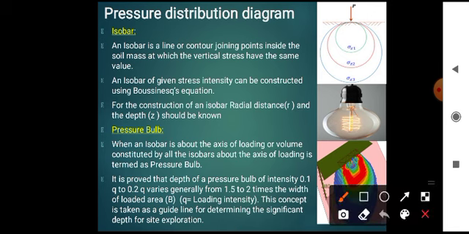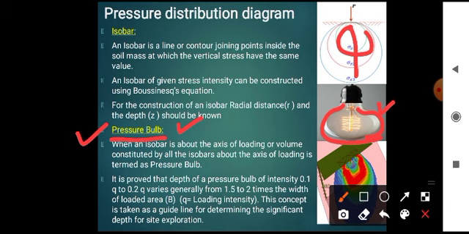Now the second one is the pressure distribution diagram, the pressure bulb. For the second sketch I have given a figure of a typical bulb. Everybody has seen how this bulb looks. It is a 3D element. When this isobar is rotated about its vertical axis, we get the shape of a bulb. Such a pressure distribution diagram which resembles the shape of a bulb is called a pressure bulb.